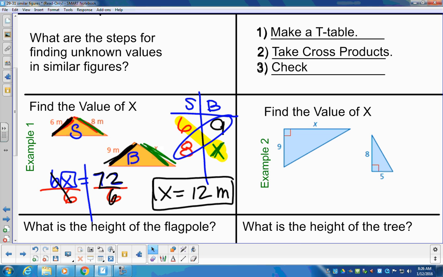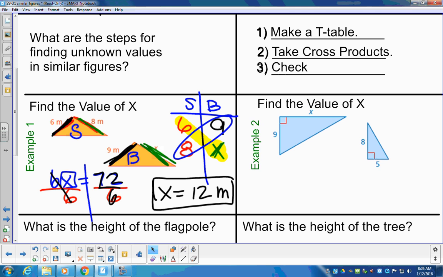Example 2. Example 2 is a little bit different because of the orientation of the triangles. The word orientation in math means the direction that the triangles are in. These triangles are not in the same orientation. One of the triangles has been kicked over, the one on the left. It doesn't matter. We can still cross product it, but we have to visualize what's going on.